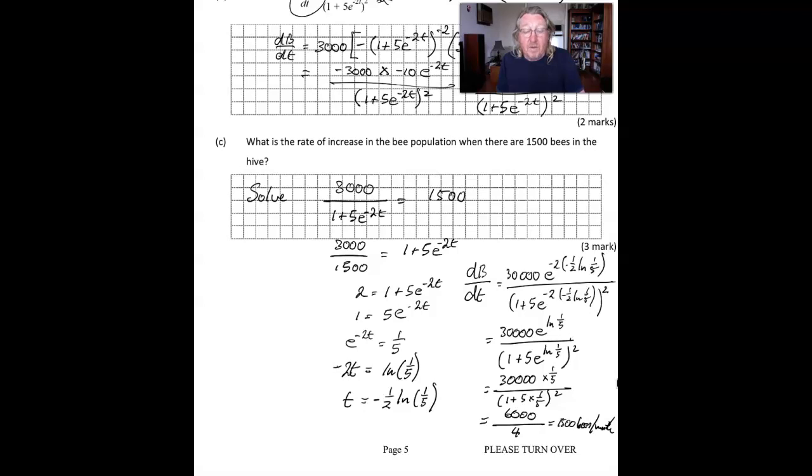Okay, got a bit squashed in there, should have made more room over here. But let's write it down here. So the rate is equal to 1,500 bees per month. Okay, and that's question 6.